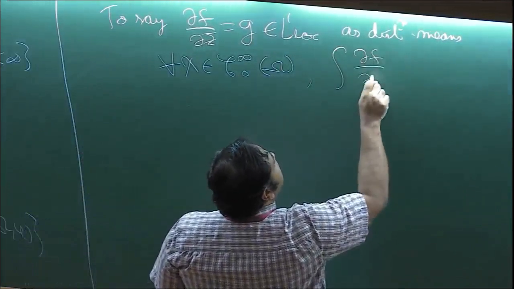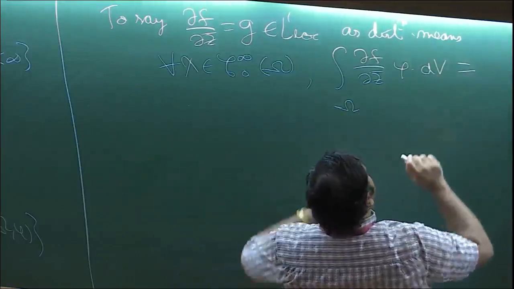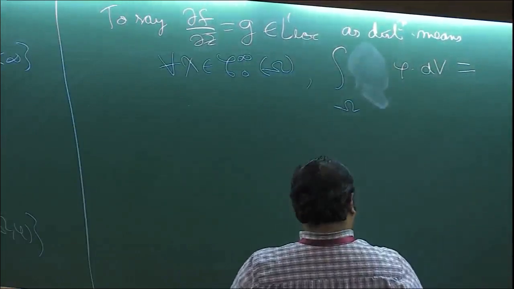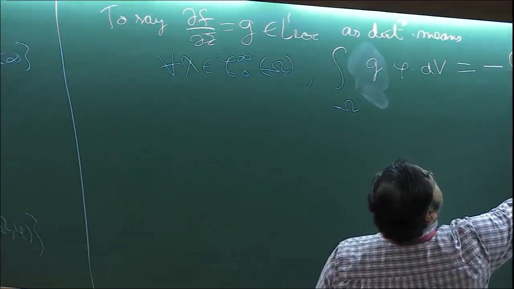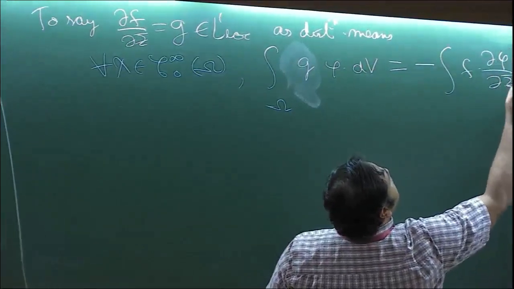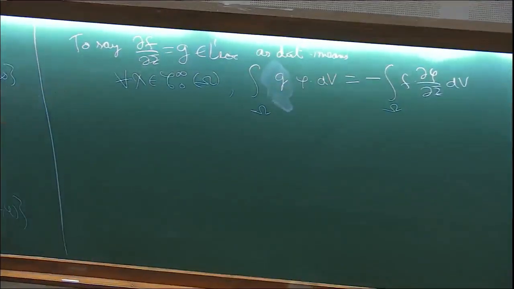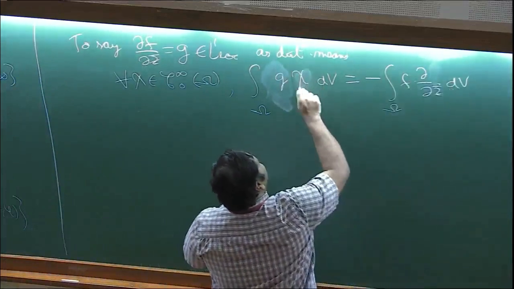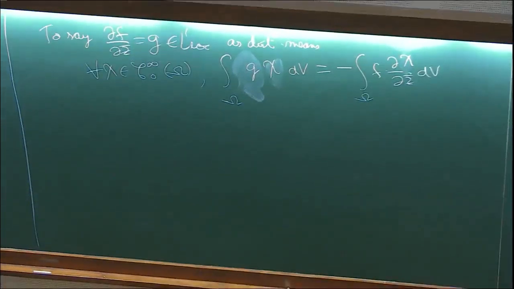that the integral of g chi dv over omega, so I'm calling it g now, is minus the integral of f times d chi over dz bar dv over omega. So all the properties of distributional derivatives that we are referring to come from there. Too many letters.